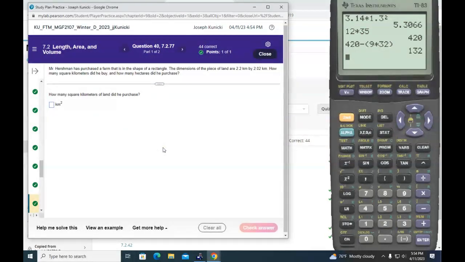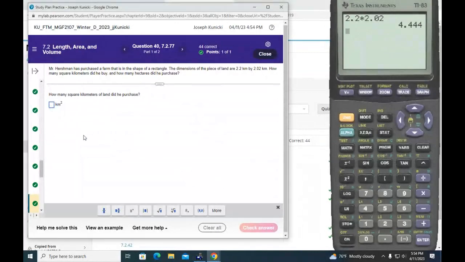Number 77. Mr. Hirschman has purchased a farm that is in the shape of a rectangle. So the dimensions of the piece of land are 2.2 kilometers by 2.02 kilometers. How many square kilometers did he buy? So he bought 2.2 times 2.02. Since they're both kilometers, I know it's square kilometers.